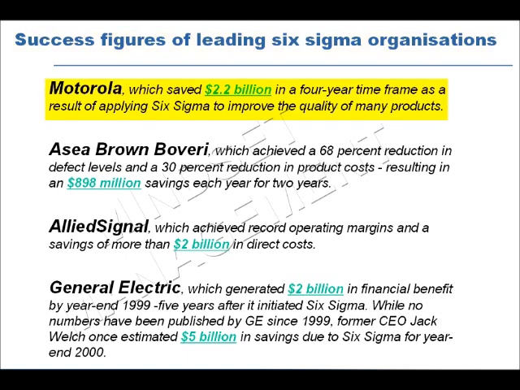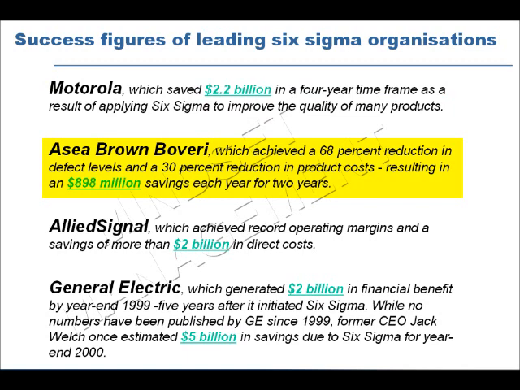Motorola saved $2.2 billion in a 4-year time frame as a result of applying Six Sigma to improve the quality of many products. A.C. Brown Boveri achieved a 68% reduction in defect levels and a 30% reduction in product costs, resulting in an $898 million savings each year for 2 years.